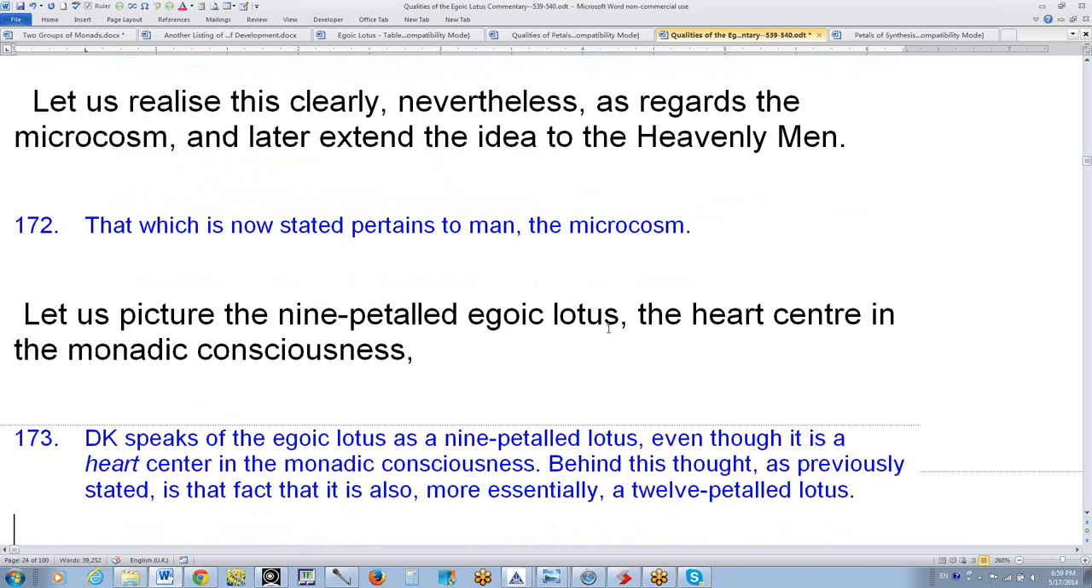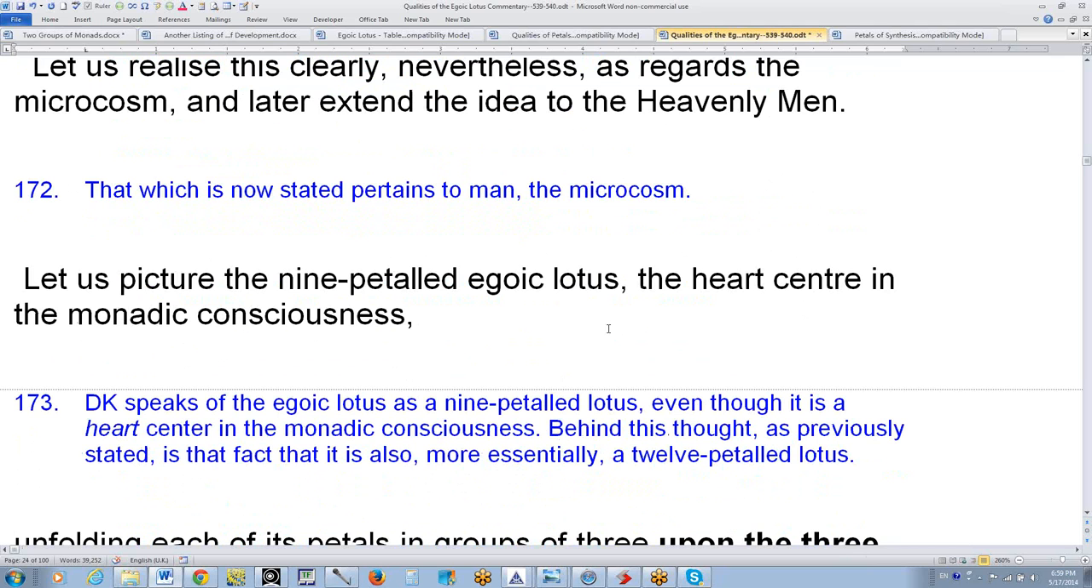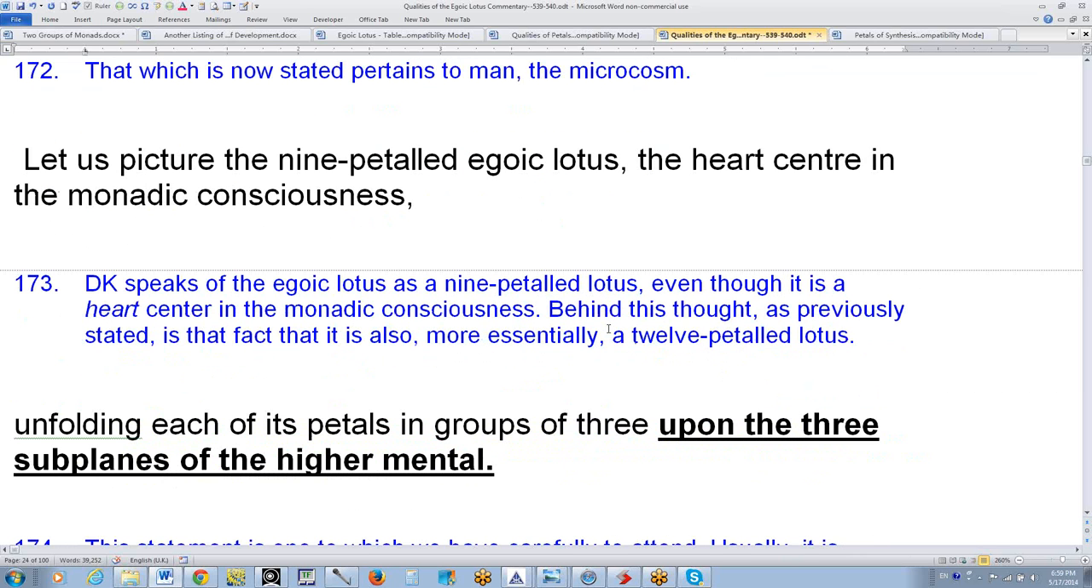So let us picture the 9-petaled egoic lotus, usually 9 petals because for most people the inner 3 petals are not revealed, nor is the jewel, the heart center in the monadic consciousness. So he speaks again of this nine-petaled lotus, even though it is a heart center of the monadic consciousness. But behind the thought, as previously stated, is the fact that more essentially it is the 12-petaled lotus, and when the time comes for the revelation of the inner three, its 12-ness will be fully realized.